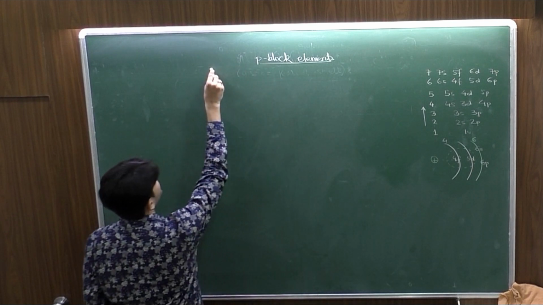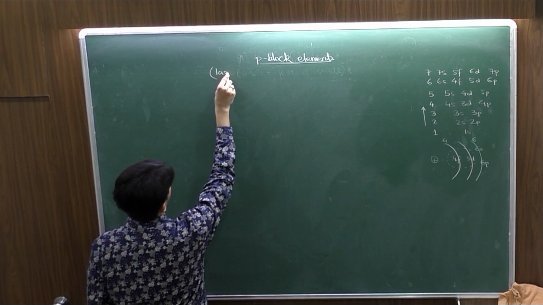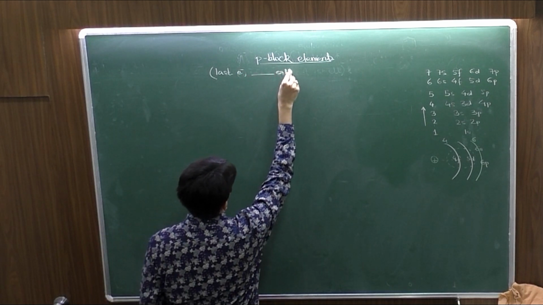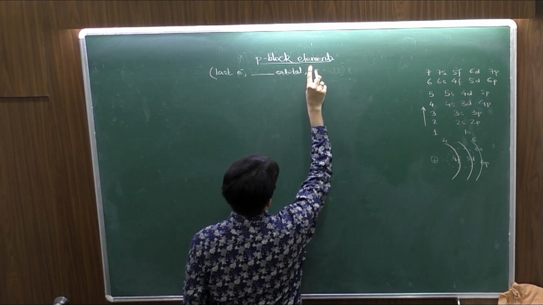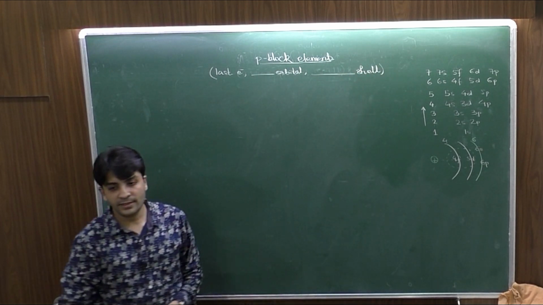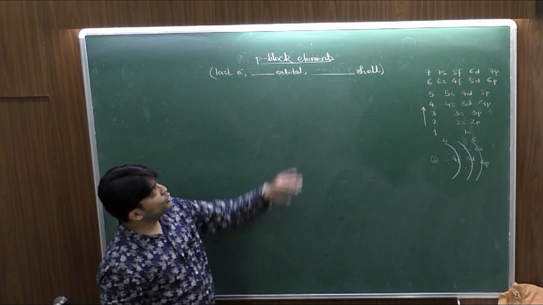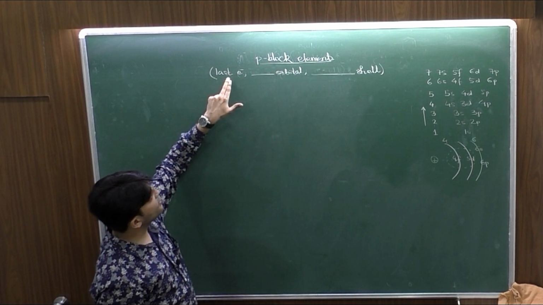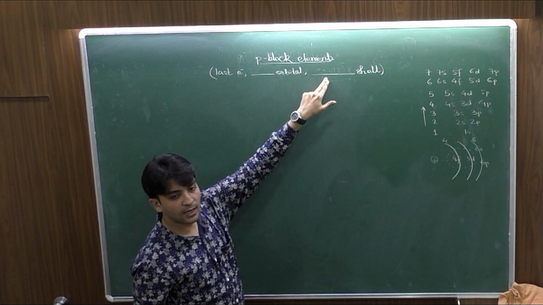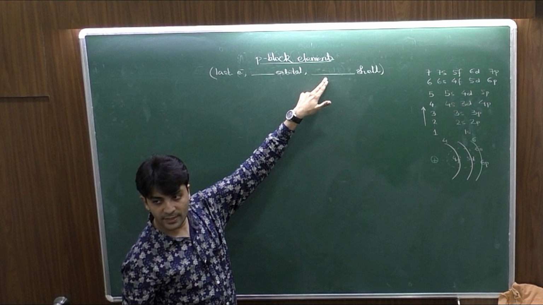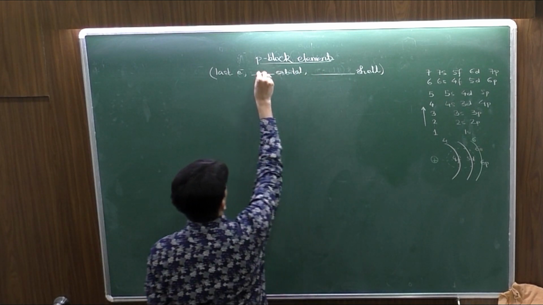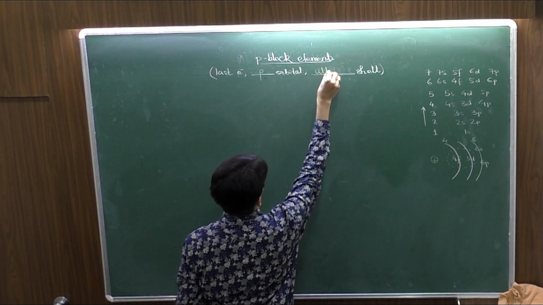So now, to define P block elements or any block elements, we have 3 words: last electron entering into dash orbital of the dash shell. Correct? So for P block elements, the definition would be they are those elements in which the last electron enters the P orbital of the ultimate shell. All elements in which the last electron enters the P orbital of the ultimate shell are P block elements.